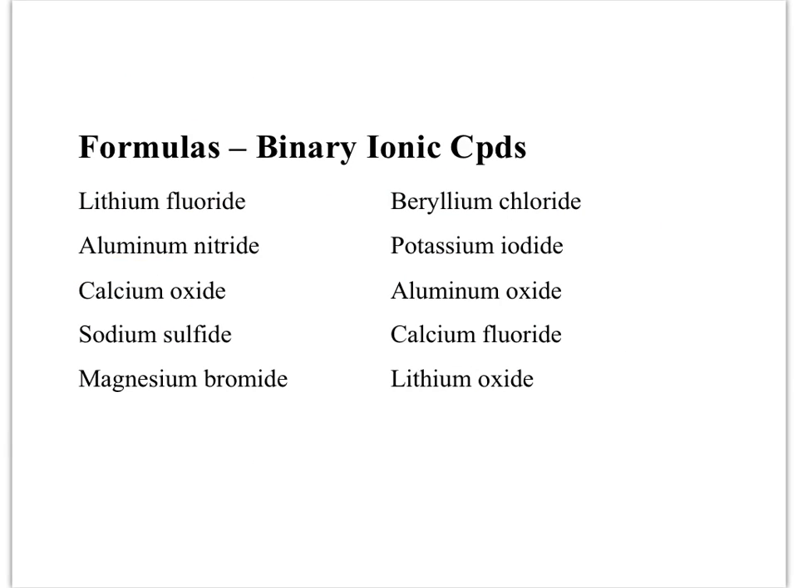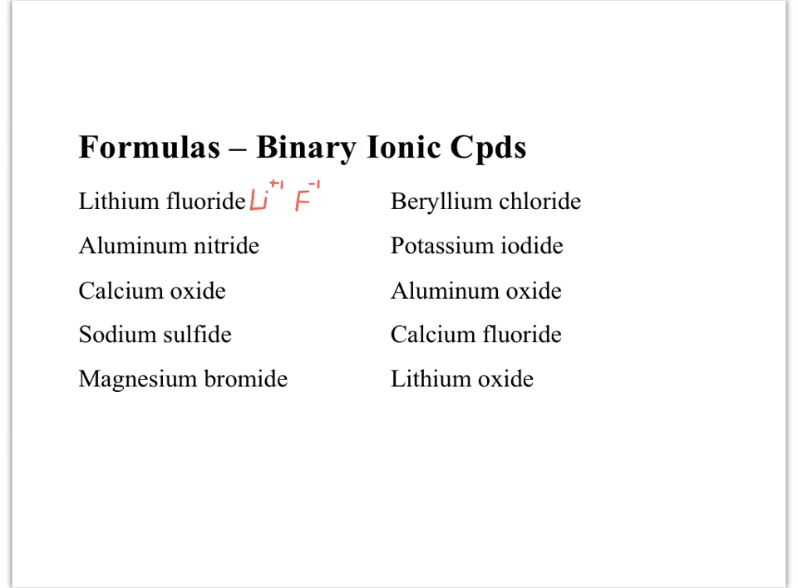So here are some examples for when you're given the name, how to come up with the formula. Okay, so again, reference table handy, you need to look these up. So lithium fluoride. Lithium symbol is Li. Its oxidation state is +1. Fluorine is F. Its oxidation state is -1.